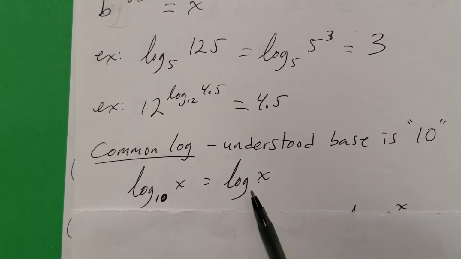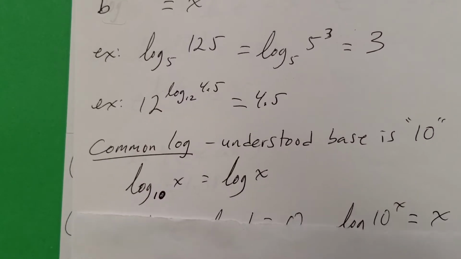Base 10 is very easy to do because if you take 10 and raise it to any power, you know right away the answer, right? 10 squared, 100, 10 to the third, 10 to the fourth. You're just putting more zeros. So it's a common base, a common log.